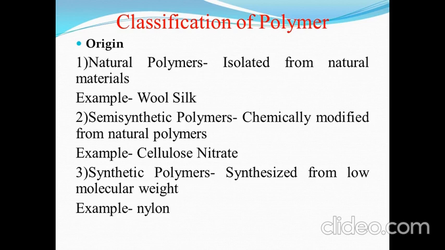The third type of polymer is synthetic polymers. Synthetic polymers are artificial, man-made. They are synthesized from low molecular weight compounds. The molecular weight of the synthetic polymers is in the order of several thousands. Examples of this type of polymer are polyethylene, nylon, etc.